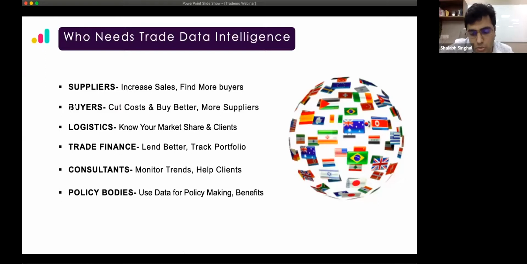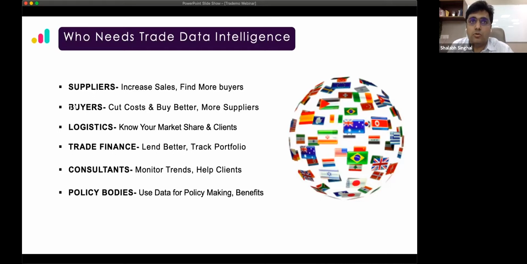Now, coming to who all can use this data, we believe that anyone who has a stake in global supply chains should use trade data intelligence. The suppliers can use this data to not just identify new market opportunities, but also to understand the current share of the business they have with their existing customers. Right? The buyers can definitely use this data to find the right procurement price or the movements in the overall trend with respect to demand of a particular commodity they are dealing in.